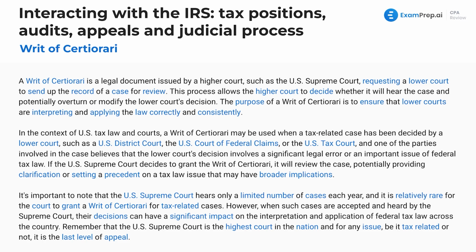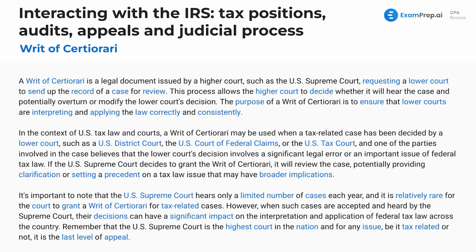In the context of U.S. tax law and courts, a writ of certiorari, I'm just going to have fun with that, may be used when a tax-related case has been decided by a lower court, such as a U.S. District Court, the U.S. Court of Federal Claims, or the U.S. Tax Court. And one of the parties involved in the case believes that the lower court's decision involves a significant legal error or an important issue of federal tax law. If the U.S. Supreme Court decides to grant the writ, it will review the case, potentially providing clarification or setting a precedent on a tax law issue that may have broader implications.